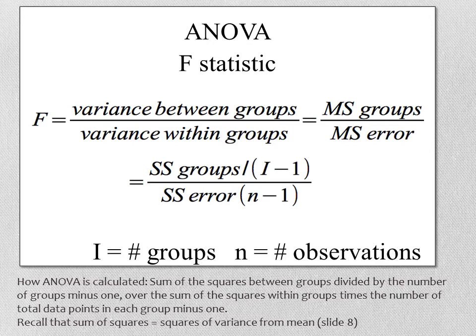And so the way that's expressed is the mean squares of the groups over mean squares of error, which is just a fancy way of saying that you look at the sum of the squares between the groups divided by the number of groups minus 1, over the sum of the squares within the groups divided by the number of total data points in the groups minus 1. The sum of squares, the SS, is the squares of the variance from the mean. And we talked about that on slide 8 when we were calculating standard deviation.